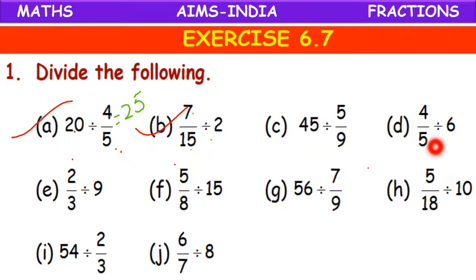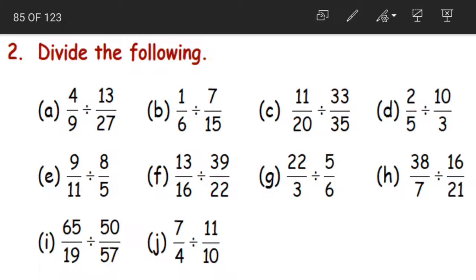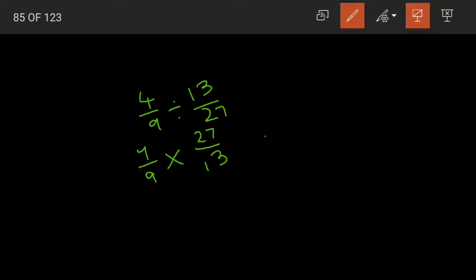Okay children, I hope you can solve the remaining problems, right? And also some of these problems will be available in your worksheets. So if possible, check out our website and try to solve the worksheets there. Next we have division of two fractions here. Again, let us solve the first one. 4 by 9 divided by 13 by 27. First fraction as it is, division becomes multiplication. For the second fraction, we write the reciprocal.